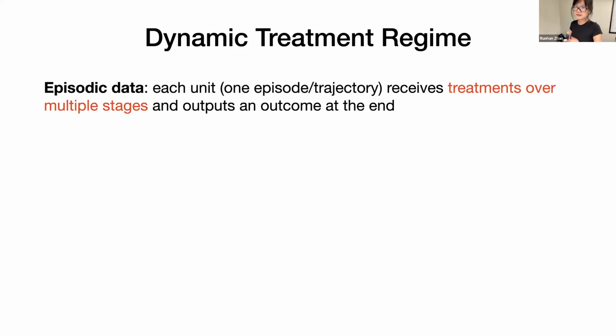So let's talk about the data format first. What do we mean by episodic reinforcement learning data? It can be more generally framed as the dynamic treatment regime. It means that the data is collected in an episodic manner. For each unit or each individual, the agent will roll out an episode or a trajectory. During the episode, the agent will apply an action or treatment on the same unit or individual for multiple stages, for multiple times. And in the end, the unit will output an outcome, something the agent is interested in optimizing.